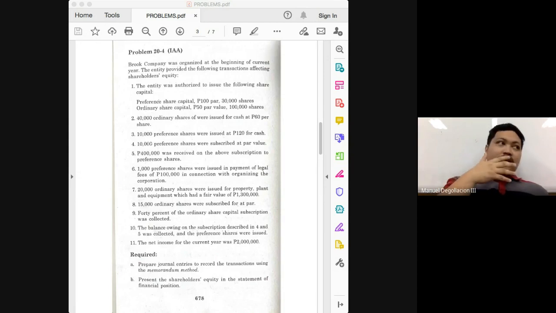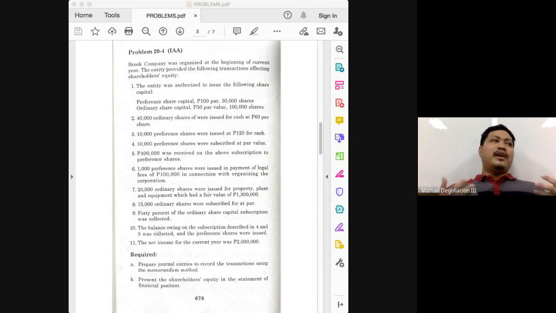You cannot issue the shares initially below the par value. Okay, it's either at par value or more. If it's at par value, everything goes to share capital. If it's above par value, par value goes to share capital, excess goes to share premium. Okay, that's the second important thing to remember. You cannot initially issue shares below the par value.